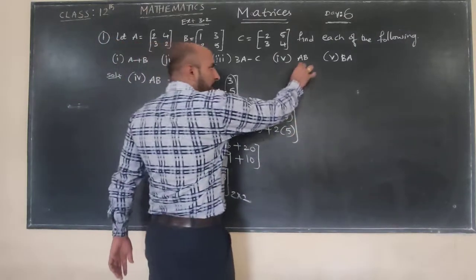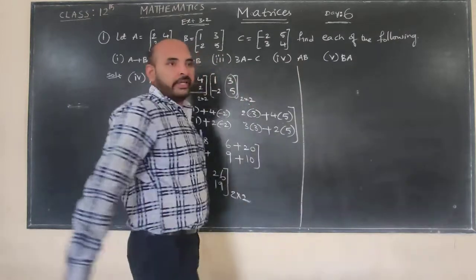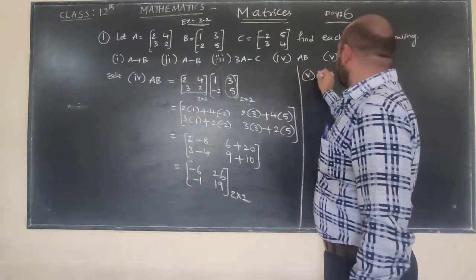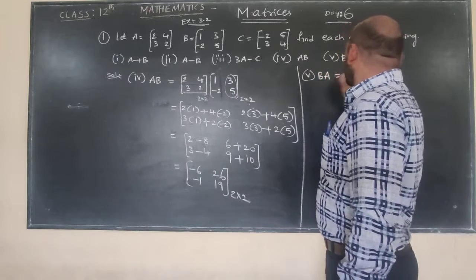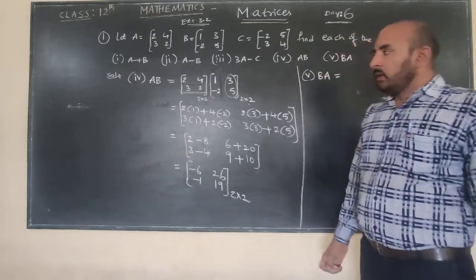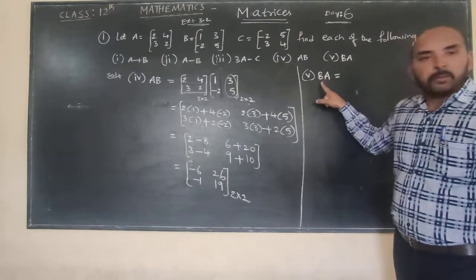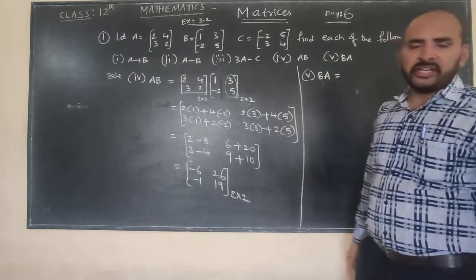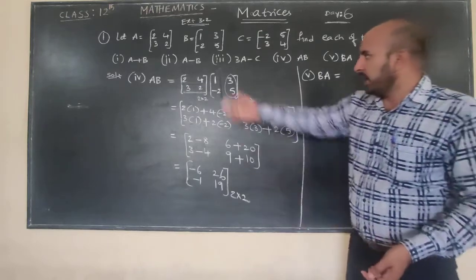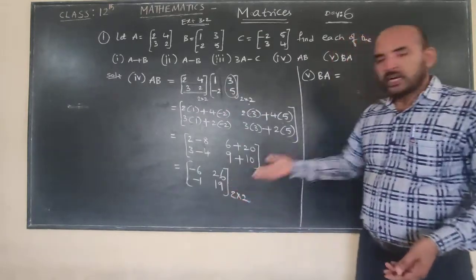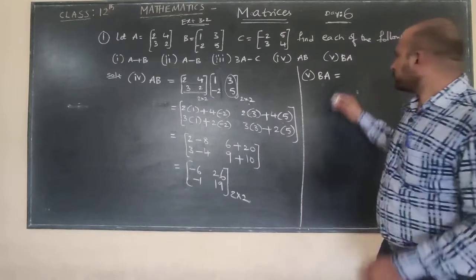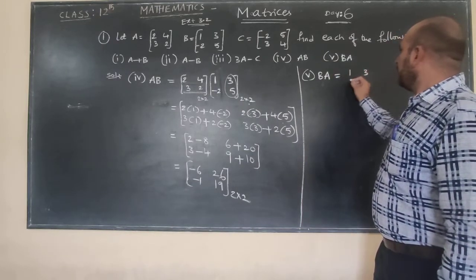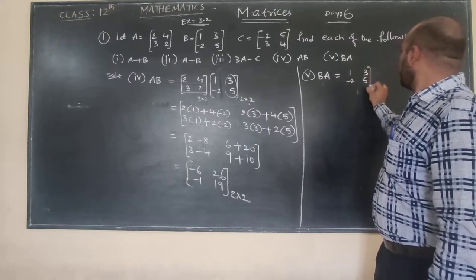Now coming to the fifth bit, the BA matrix. Remember, in the product of matrices, commutativity does not exist. AB is not equal to BA. Here AB's answer is this one. It is not equal to the BA answer. So B equals, what is the B matrix? 1, 3, minus 2, 5.